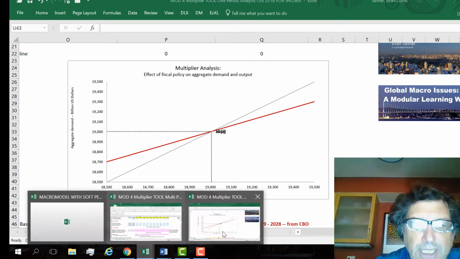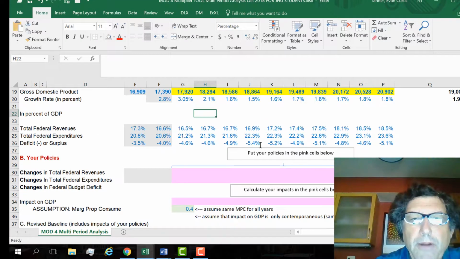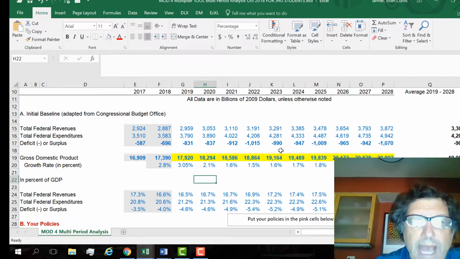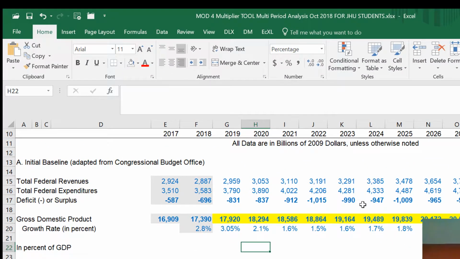But the second spreadsheet is more of a period-by-period approach. Again, these top lines are telling us what the CBO, in a recent publication, is forecasting, what we'll call a baseline scenario. This is envisaging the policies that are on the books right now going forward, and what might happen.